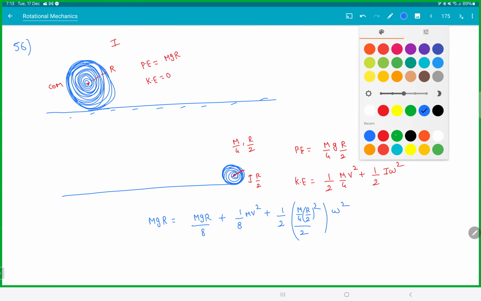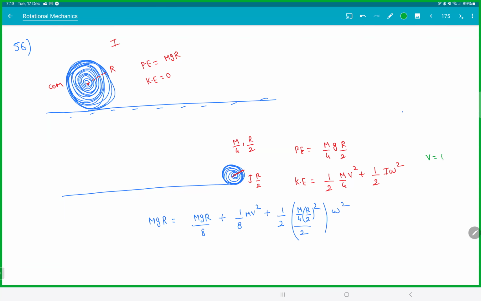And the best part is this. What is the no slipping condition? V is equal to r by 2 omega. The radius has become r by 2. Don't write V is equal to r omega here. V is equal to r by 2 omega. This is the no slipping condition.